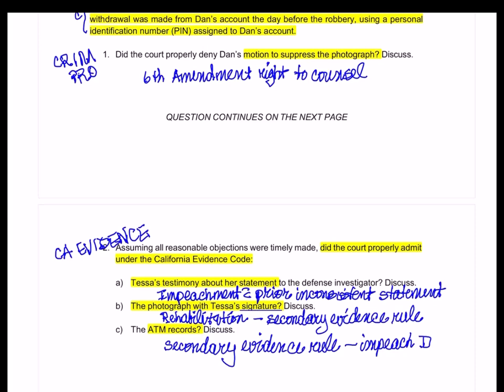But I also need to do a 352 analysis, the equivalent of an FRE 403 analysis. I need to look at the risk of unfair prejudice and oppose that to the probative value of this piece of evidence. All of these are racehorse essays.